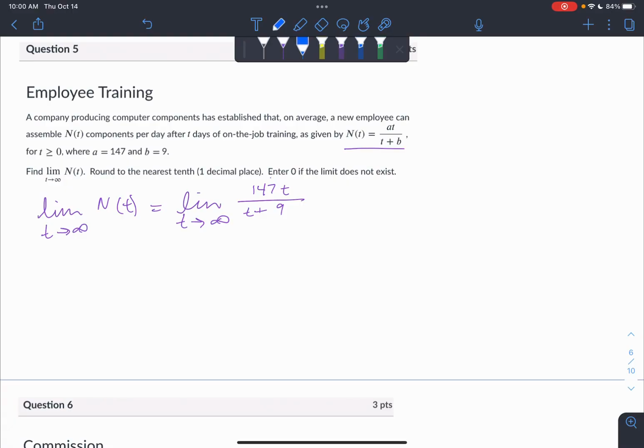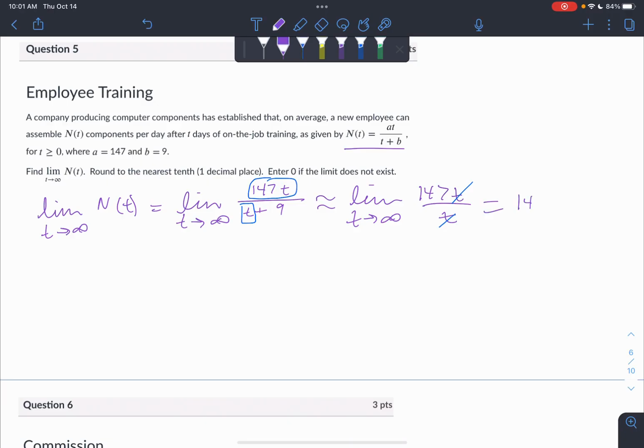Our leading term of the numerator is 147t, and the leading term of the denominator is t. That's my variable with the highest degree. In this case, both have a highest degree of 1. So this reduces down to the limit as t goes to infinity of 147t over t, and it behaves the same way for end behavior. Due to the cancellation laws, I can just cancel these t's, and so this limit goes to 147.